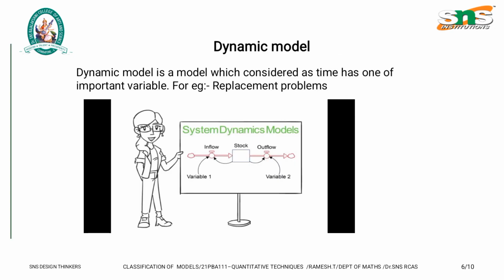Next is the dynamic model. A dynamic model is a model which considers time as one of the important variables. For example, the replacement problem. Suppose you purchase an item, some iron box. Immediately we ask, is there any warranty? If the warranty is there, then it is a dynamic model. Suppose we purchase a tube light, and it has a warranty of 1 month or 2 months, it is a dynamic model. If you purchase a washing machine, immediately we ask what the warranty is. So the time duration is involved, and that is a dynamic model.